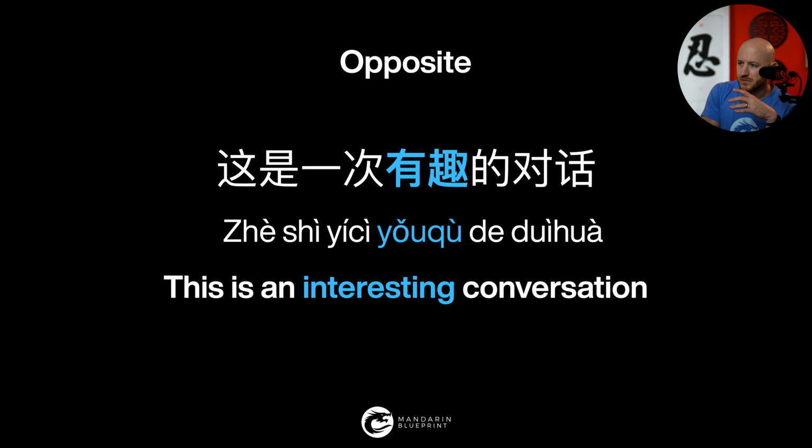For example, 这是一次有趣的对话. This is an interesting conversation. So just by labeling it that, you're saying, okay, yeah, it's a conversation. There's an opposite talk. There's a back and forth. There must be, otherwise how could there be an opposite, right? So yet another example where 对 is meaning opposite.